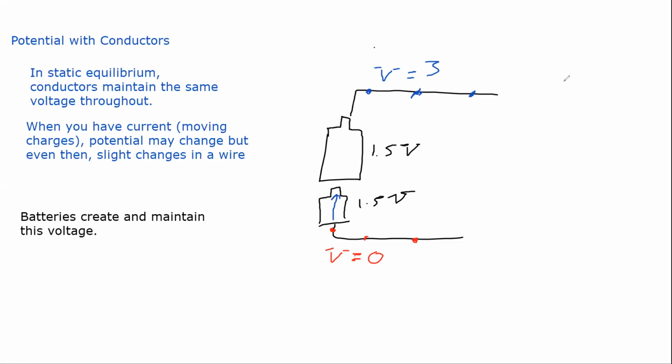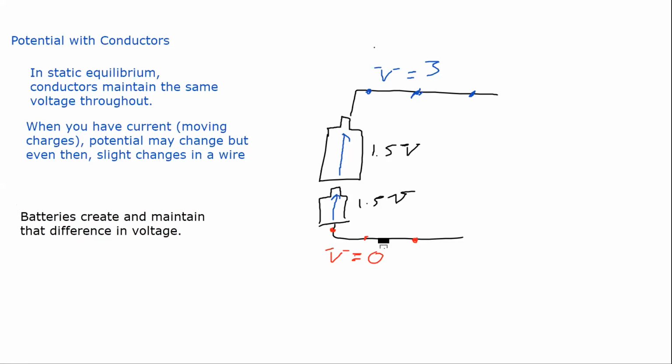Then you go to the next battery. That's another 1.5 volt increase. So these two 1.5 volt batteries give you a total increase of 3. By the time you get to the top wire, that voltage has been raised to 3. So that's what the battery does. The battery maintains that difference in voltage. Okay, that's what batteries do.